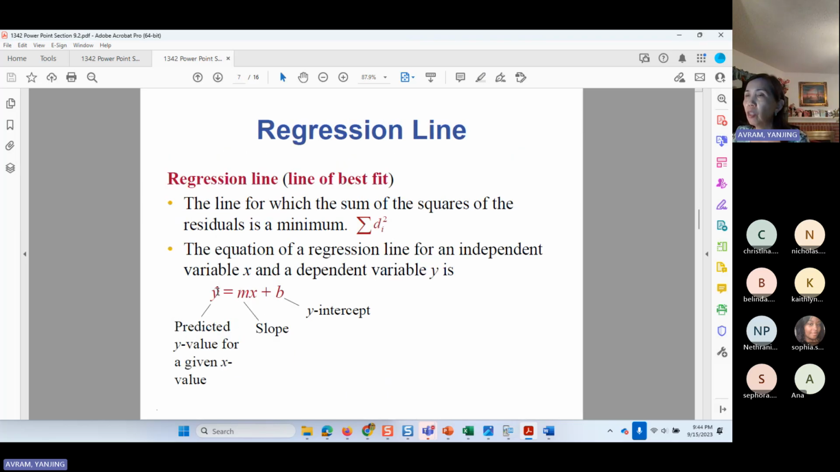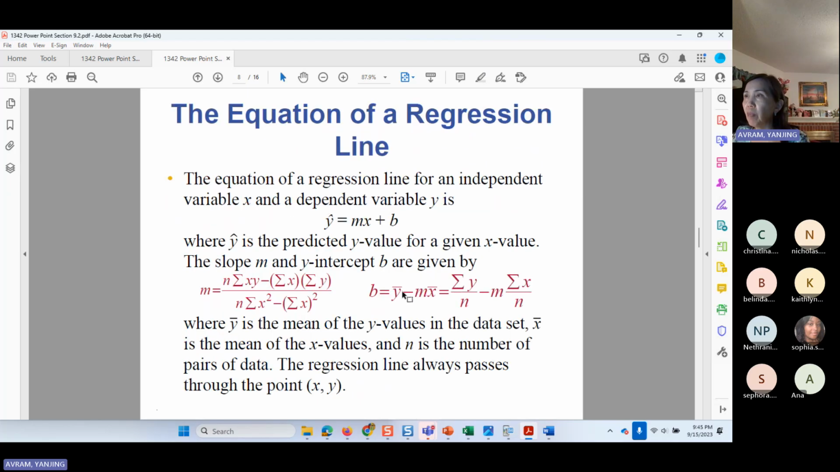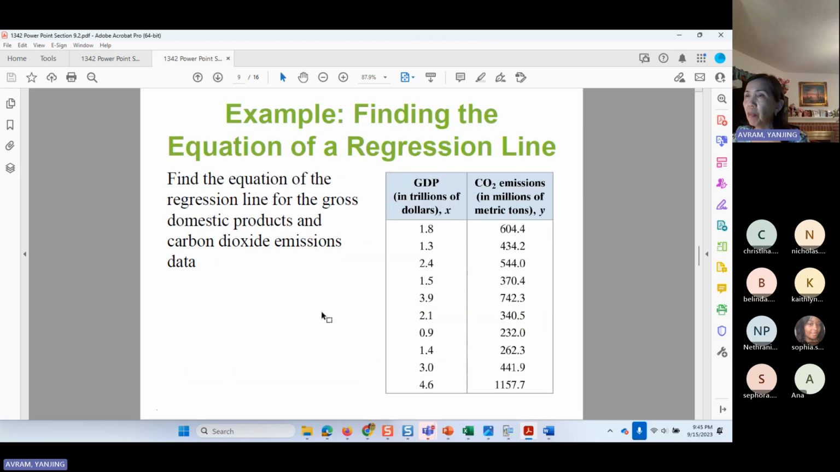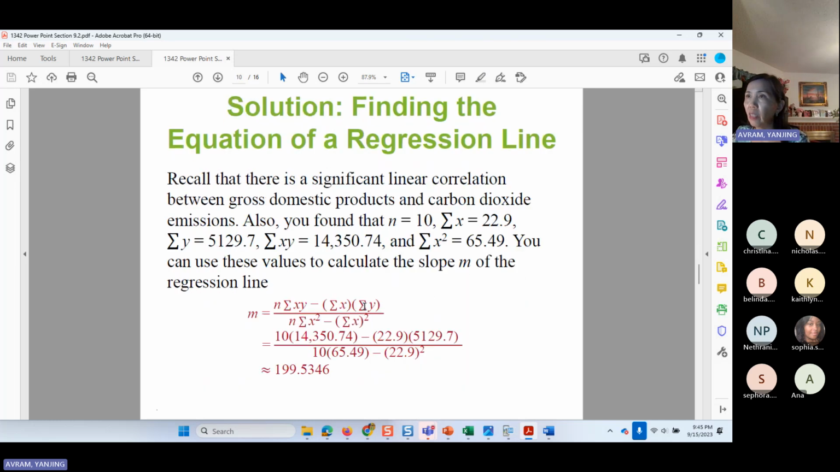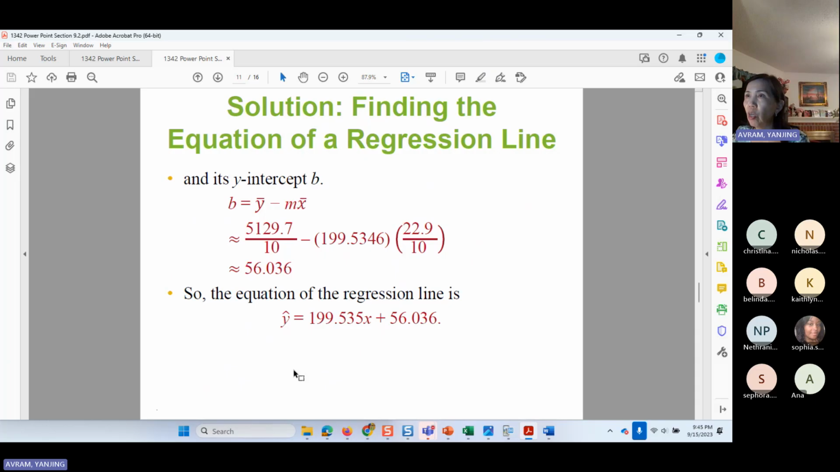And then we're going to use mx plus b in the calculator, or ax plus b. M is the slope, B is the y-intercept, right? There's also a formula to calculate this M and B, and that's a very complicated formula, but we are not going to do this one by hand. As I said earlier, we're going to do this one using the calculator. All right, so look at that.